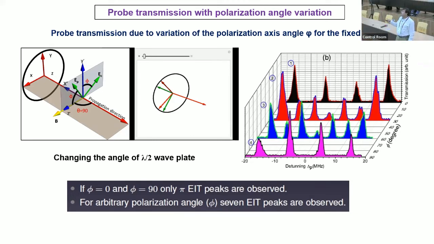In between, since the quantization axis, the magnetic field, is not changing, the separation is always the same. But between the pi peaks, now the sigma peaks are coming up. And at phi equal to 90 degrees, there is no sigma peak. At phi equal to 0, there are no sigma peaks. And in between, at an arbitrary polarization angle, we get the 7 EIT peaks, as you can see here. So sigma peaks are coming up and then diminishing as we are changing the polarization axis.